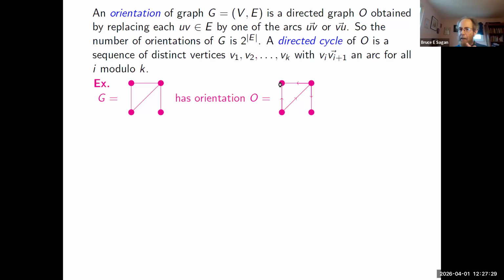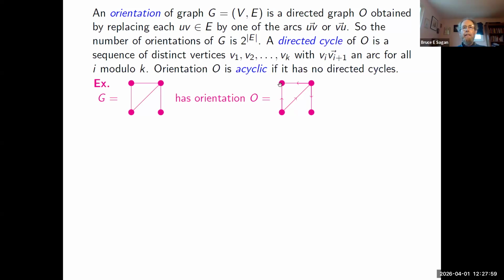A directed cycle of an orientation is just a sequence of vertices such that you've got an edge between each adjacent pair and then going back to the beginning. So there'll be an arc from v1 to v2, an arc from v2 to v3, etc., and then finally an arc from vk going back to v1. Okay? Does this orientation have any directed cycles?